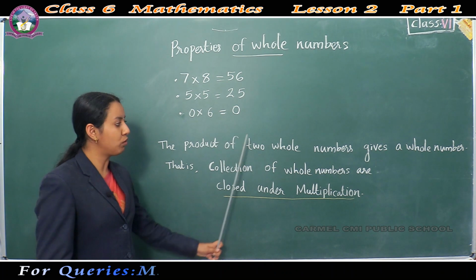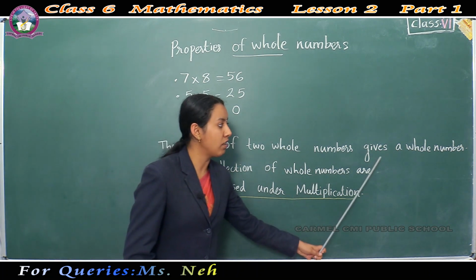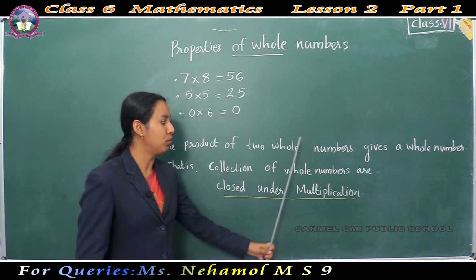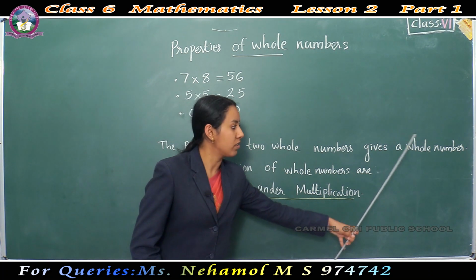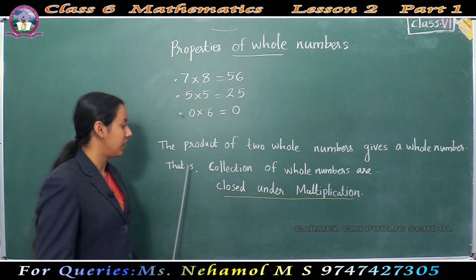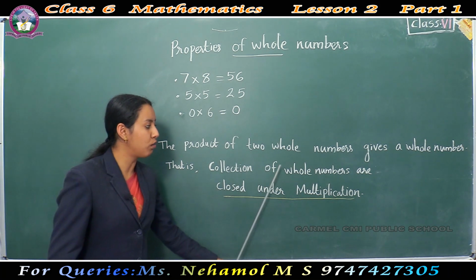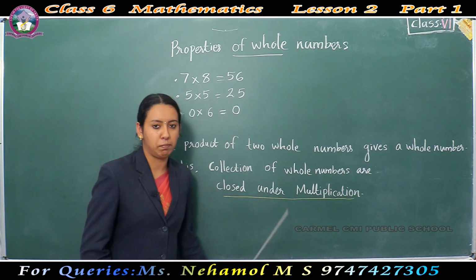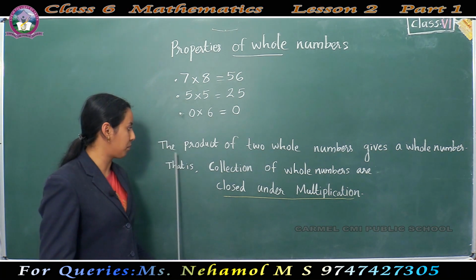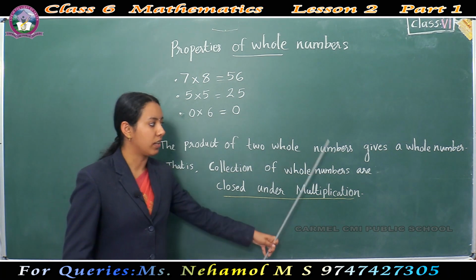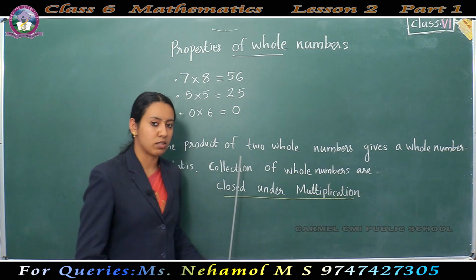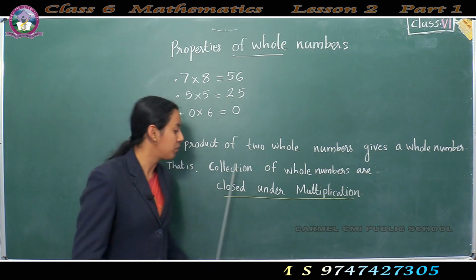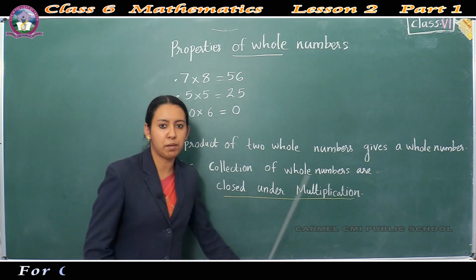The product of 2 whole numbers gives a whole number. That is, the collection of whole numbers is closed under multiplication. Then we can say the product of 2 whole numbers gives a whole number. So we can say the collection of whole numbers is closed under multiplication.